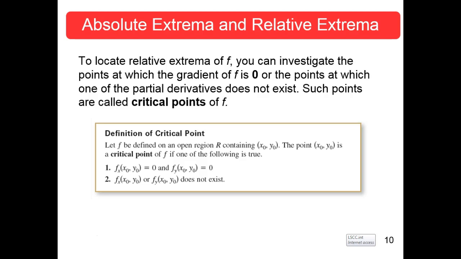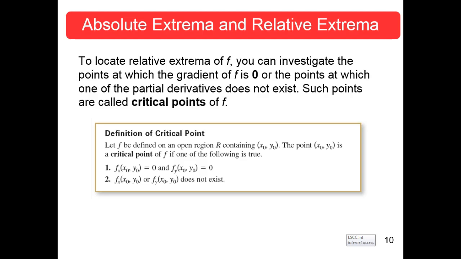Such points are called the critical points. The same thing we named them in single variable calculus. So here's your definition of a critical point. I think back then they called them critical values. I like to call them critical points back then too. If f is defined on an open region R containing some point (x0, y0), that point is a critical point of f if one of the following is true.